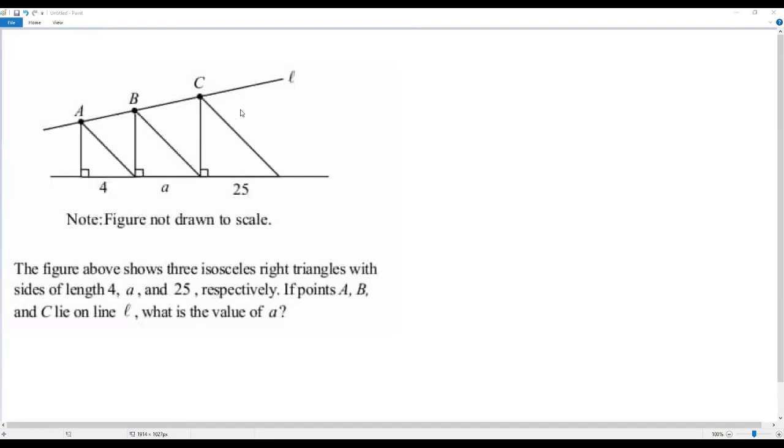Here we have a SAT math problem. Okay, let's go to the question. The figure above shows three isosceles right triangles with sides of length 4, A, and 25 respectively. If points A, B, and C lie on line L, what is the value of A?